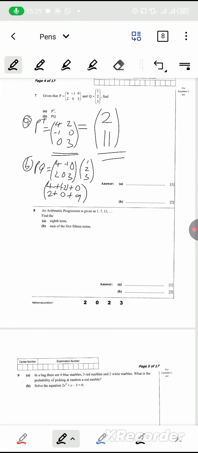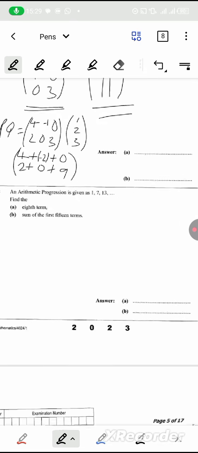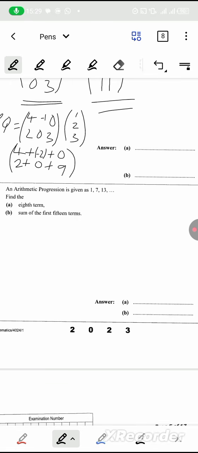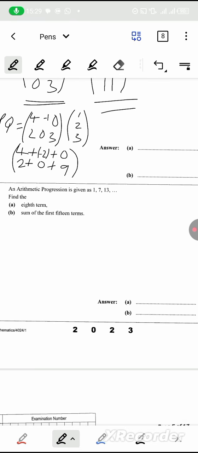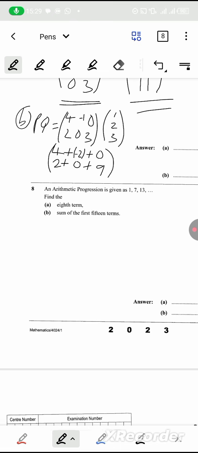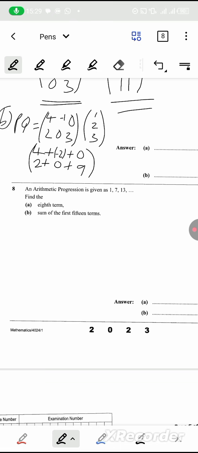The next question, which is question number 8. They are telling us to find an arithmetic progression. So an arithmetic progression is given as 1, 7, 13. Now find the 8th term. So we want to find the 8th term. Before that, we have to come up with the nth term.